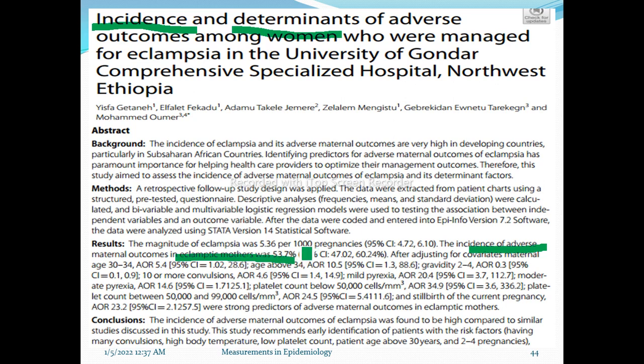Because in this study there are 231 individuals. So there are some individuals who develop adverse maternal outcome. Those individuals who developed adverse maternal outcome, divided by the total population at risk, so we will get 53.7%. This is, by the way, cumulative incidence. So this is an example of how cumulative incidence will be used.